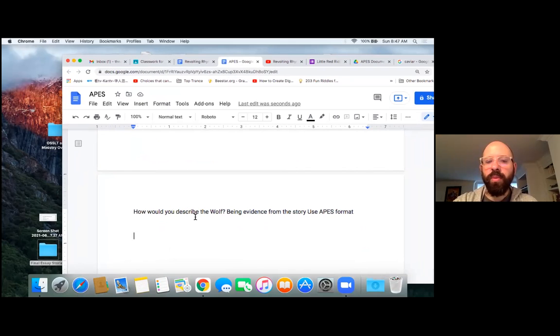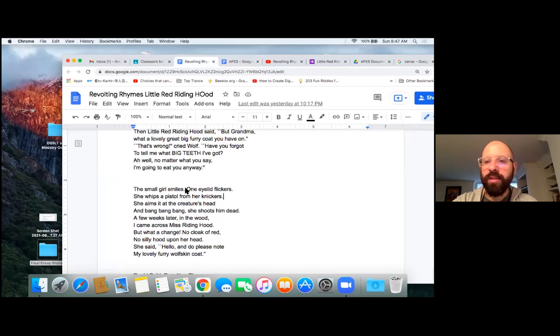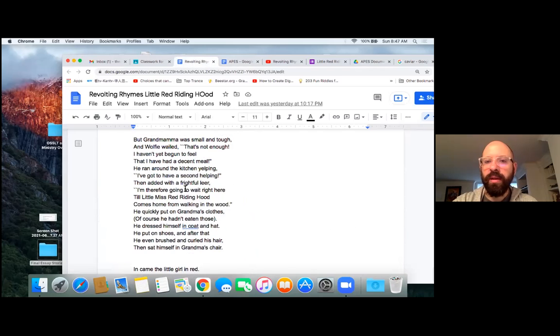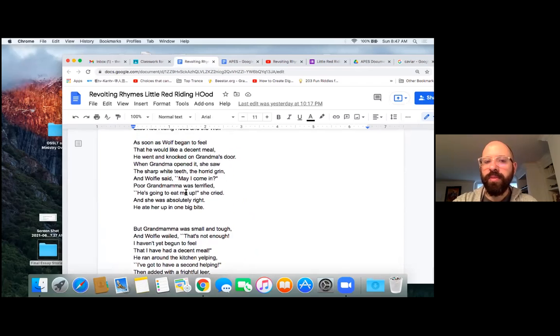How would you describe the wolf? Bring the evidence from the story. We go back to the story super quickly. Let's figure out how we describe this wolf.